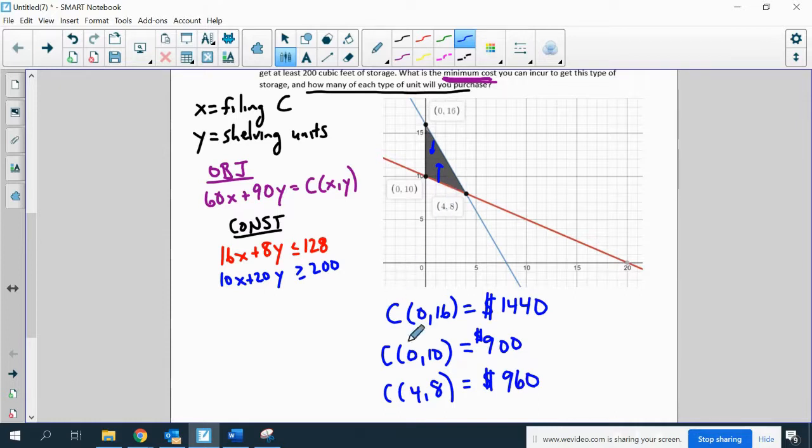So in this case, my best bet is still to go with 0 filing cabinets, but to go with 10 shelving units, and that would cost me $900 total.